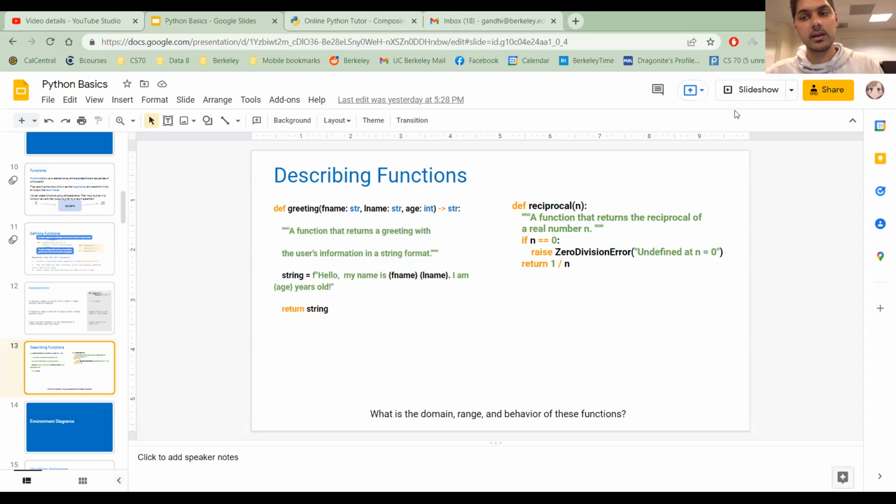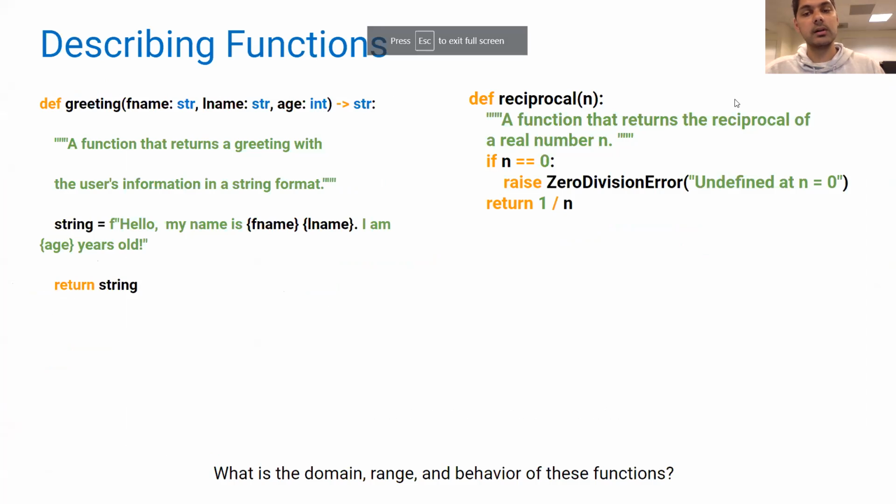Don't be weird. But so, reciprocal. Oh yeah, by the way, just saying what data type a variable is supposed to be in a function is optional. This one I didn't do it, but the behavior of the function is that it returns the reciprocal of a real number n.